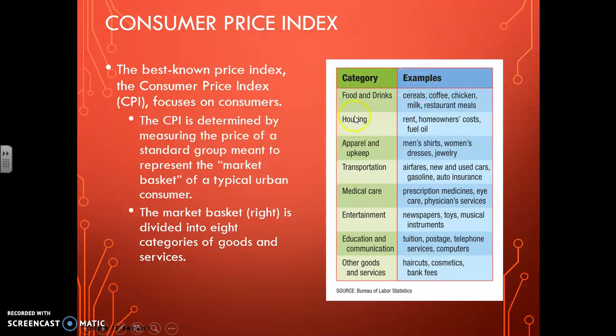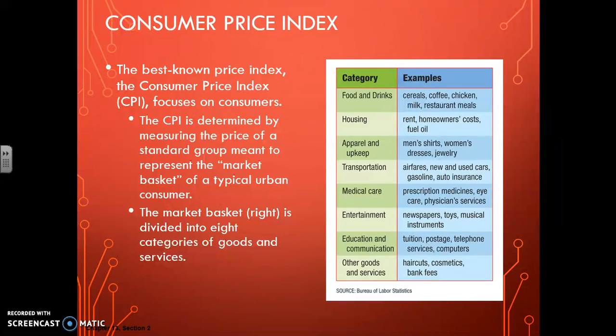And we look at those. We have food and drinks, and we're going to include things like cereals, coffee, chicken, milk, eating at restaurants. Then we look at housing, and we have to look at rents, and homeowners' costs and fuel. And then we have apparel and upkeep, so that's your clothes and jewelry. Then we have transportation, which is your airfares, new and used car purchases, gasoline, auto insurance. We've got medical care, dealing with your prescriptions, eye care, the services that you get when you go to a physician, the emergency room, etc.